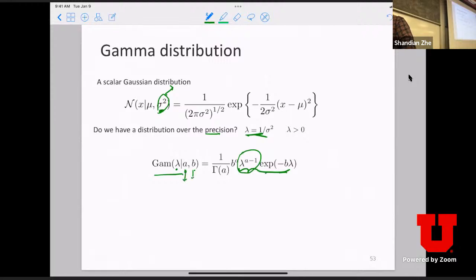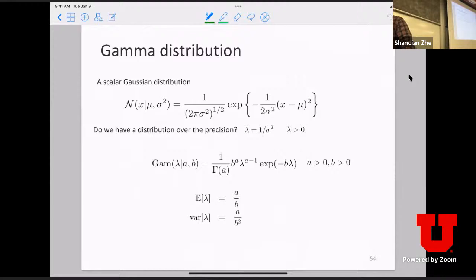And the gamma distribution has two types of representations. We use this shape and rate parameterization. But in some cases, you're going to see them use A and 1 over B to parameterize the gamma distribution. This is just another way to parameterize that. So don't feel weird. We use this just for convenience.